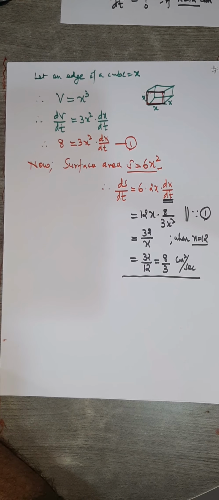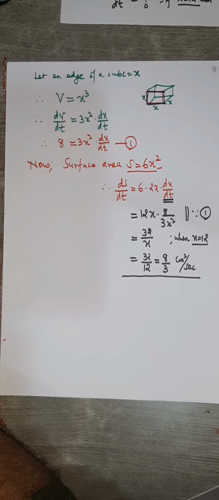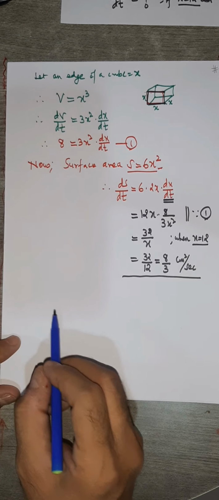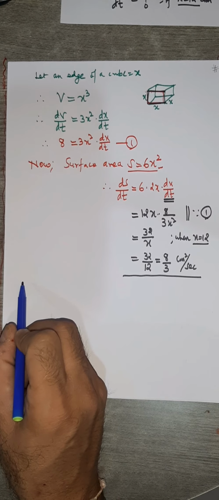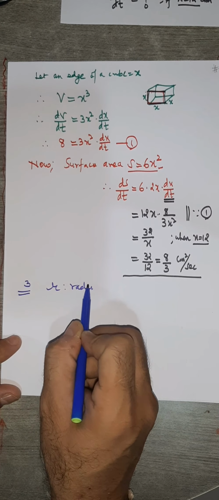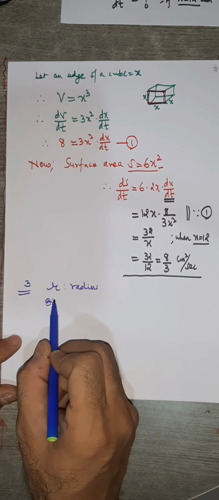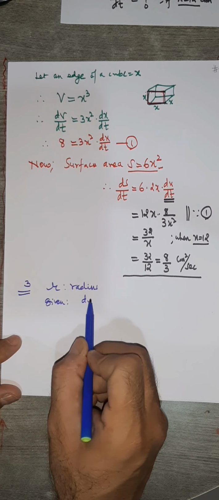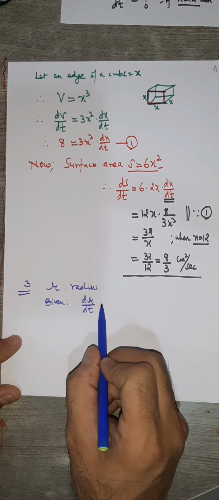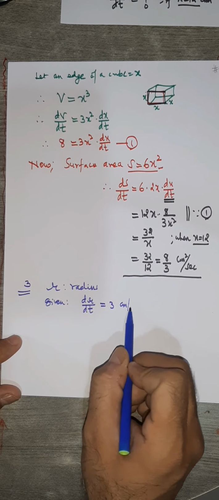Let's see the next question, what it says. The next question says the radius of a circle is increasing uniformly at this much rate. The third question. So if r is the radius here, what's given? The change in the radius with respect to time, it would be 3 centimeter per second.